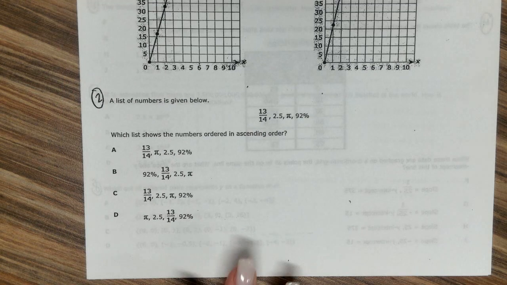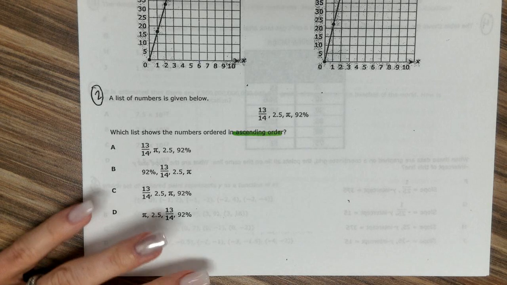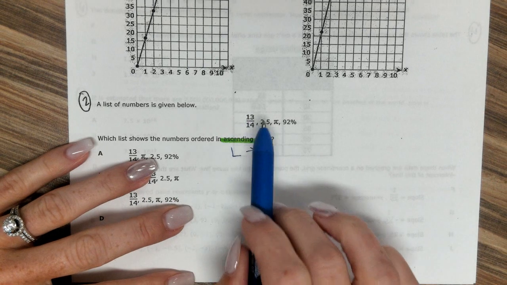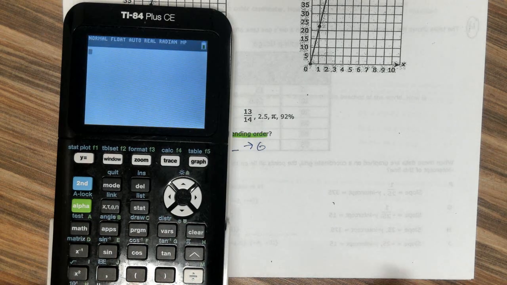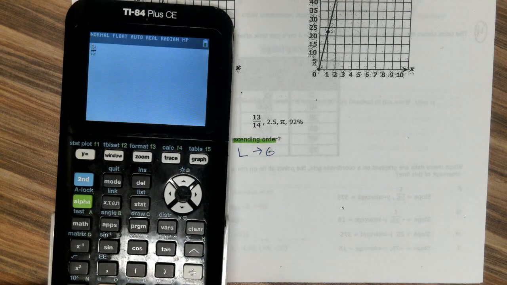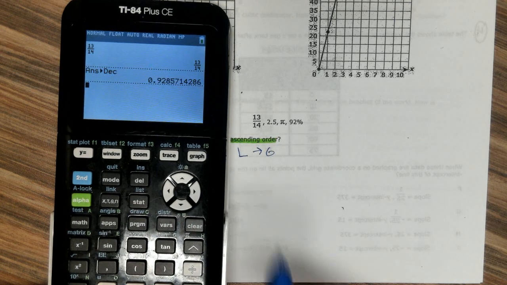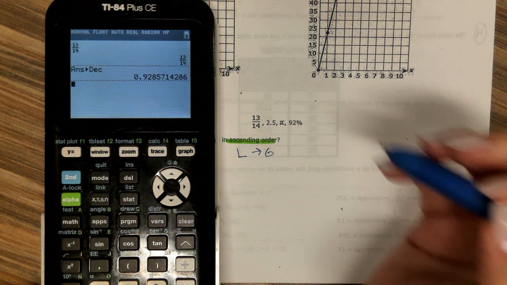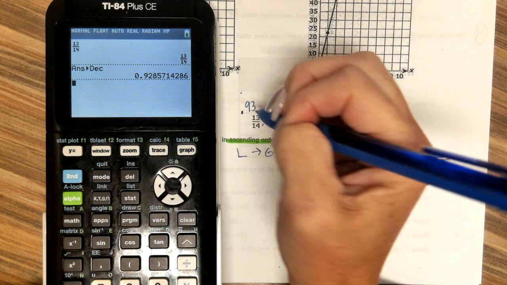Number 2, it wanted you to place the numbers in ascending order. What is ascending order? It means it's getting bigger as you go. So least to greatest. What should I change all of these numbers to? Decimals. So I'm going to go to my calculator and I'm going to change them to decimals. So this is 93 cents if I round. So I'm going to write right above it that that's 93 cents.